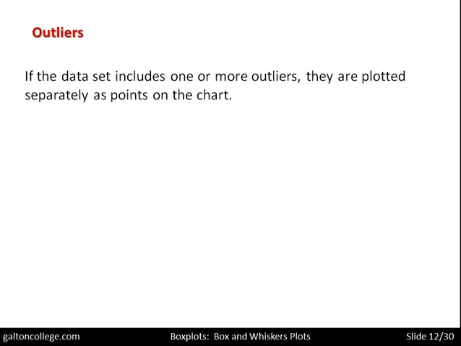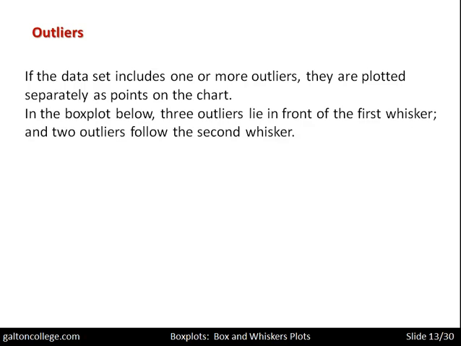If the data set includes one or more outliers, they are plotted separately as points on the chart. Outliers are indicated separately. An outlier is an extreme value that doesn't fit the pattern. So it could be indicated, but it's not necessarily taken into account. In the box plot below, the one we're coming on to, there are three outliers in front of the first whisker, and two outliers follow the second.